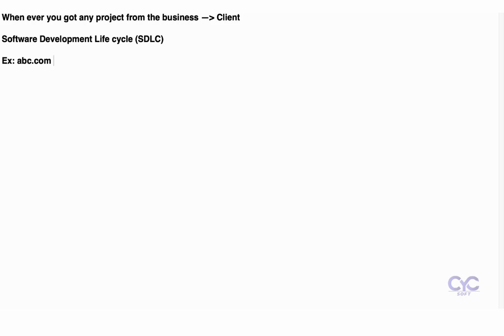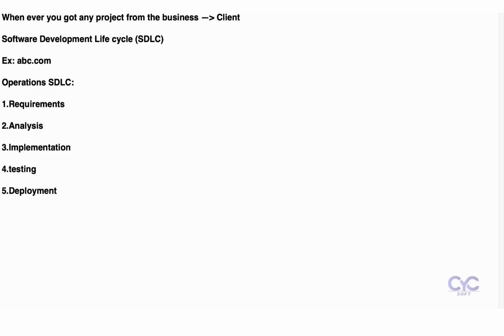Generally, whenever you get any product from the company, every company looks to the software development life cycle only. We have different types of operations in SDLC. First we go with requirements. The second one is analysis. Third is implementation. Fourth is testing. Fifth is deployment. Sixth is production.